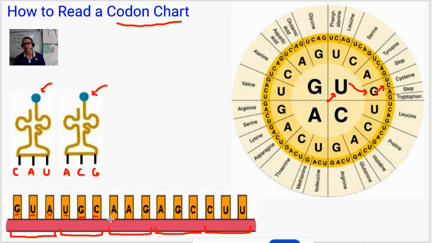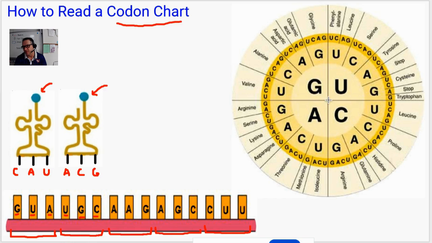All right, so now I want you to try. I'll do one more. AAG. Let me erase this. AAG codon. I've got no more tRNAs, but the tRNA anticodon would be UUC. But anyways, what amino acid would show up with AAG?